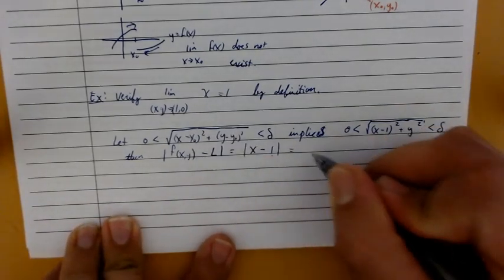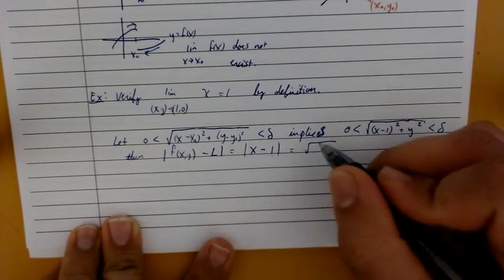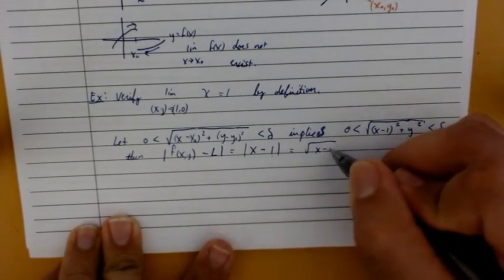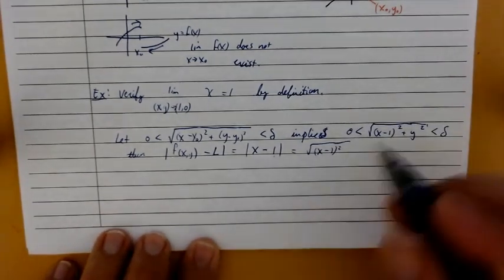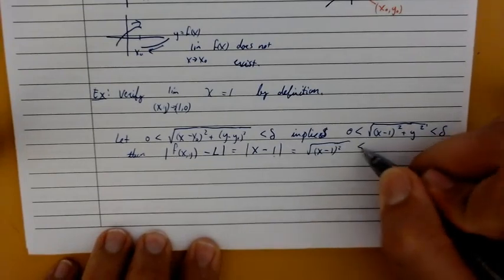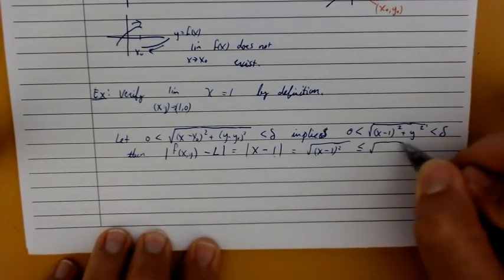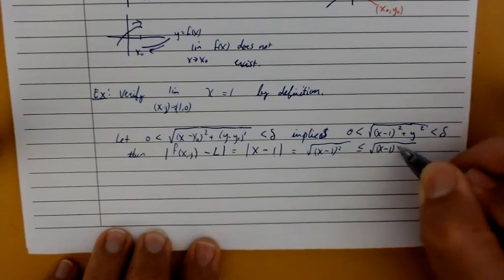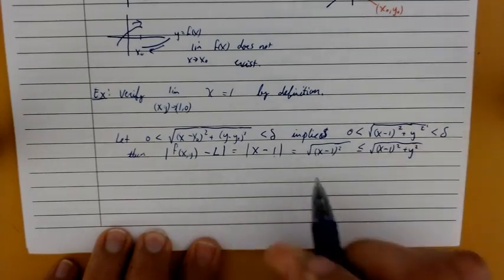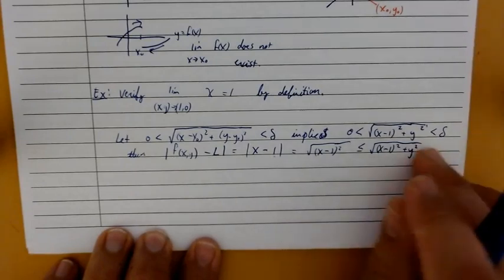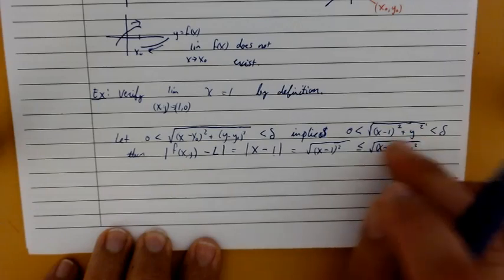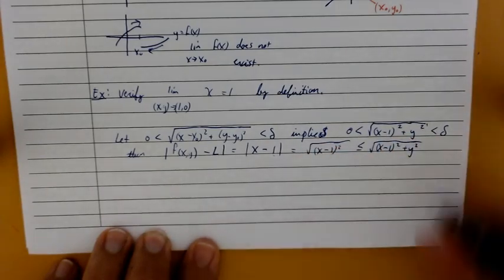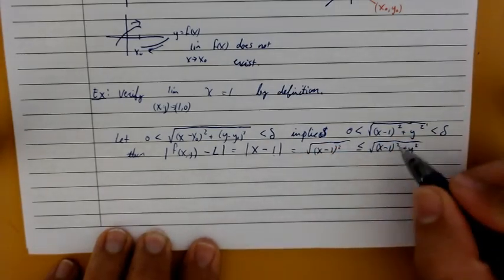That's equal to the square root of x minus 1 squared. Oh, that's starting to look familiar. That's starting to look like this one, which is less than or equal to the square root of x minus 1 squared plus y squared. These are, if y is equal to 0, those are equal. Otherwise, this would be greater than. So greater than or equal to here, which means this is less than or equal to.